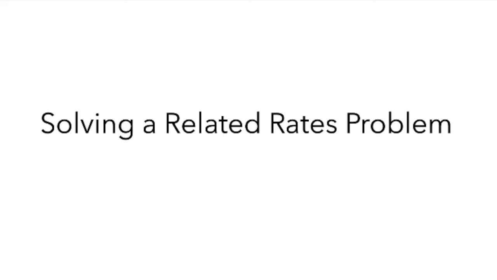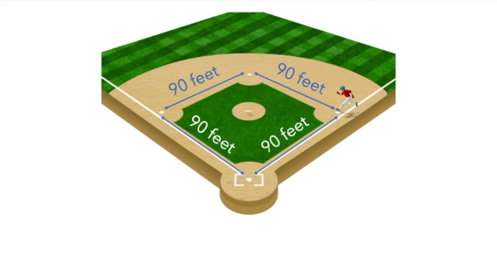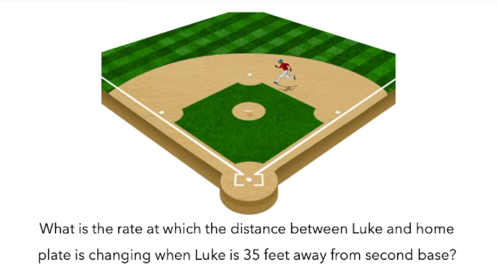So now let's work through a little bit more complicated related rate problem. A baseball diamond is a square with each side of 90 feet in length. Suppose that at the exact moment the ball is hit, Luke runs from first base to second base at a constant rate of 20.7 feet per second. Our question is, what is the rate at which the distance between Luke and home plate is changing when Luke is 35 feet away from second base?